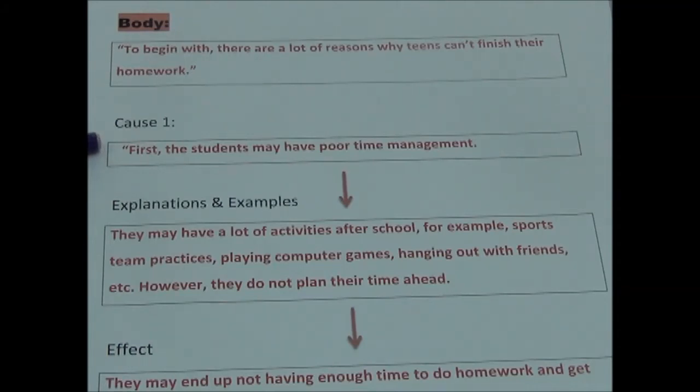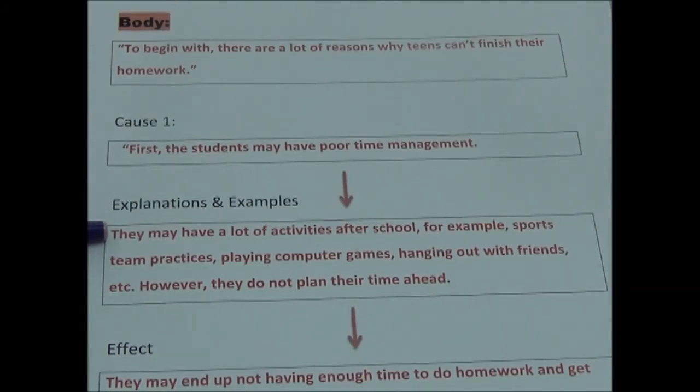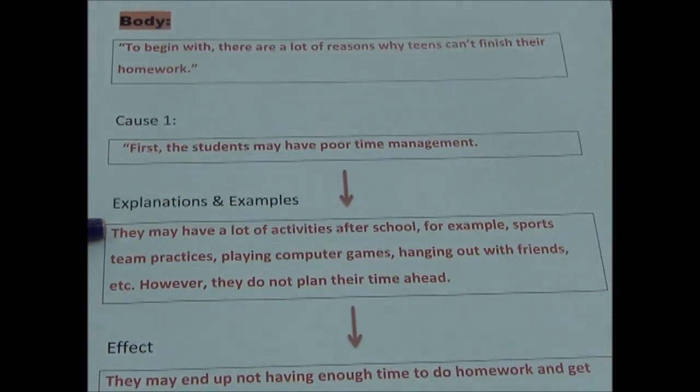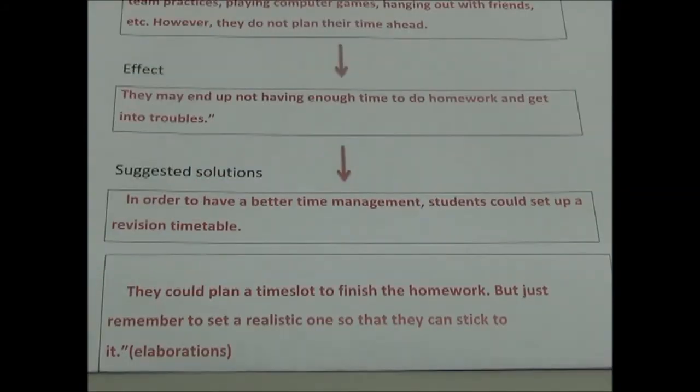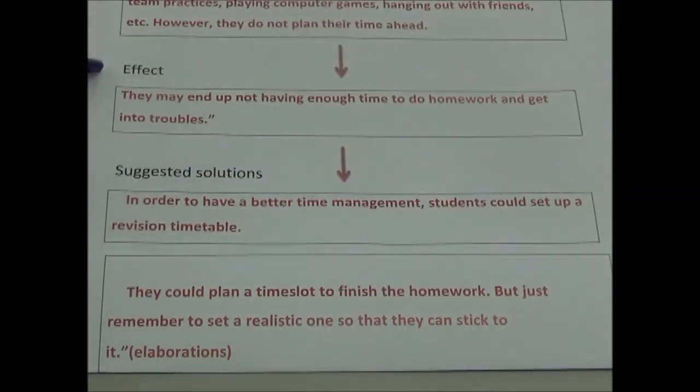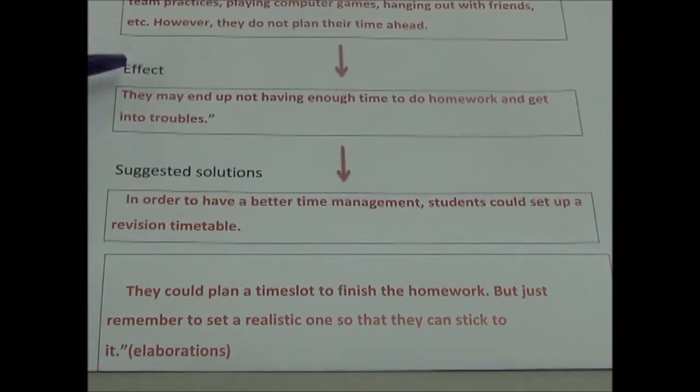For example, the cause. First, the students may have poor time management. Then, you may elaborate by giving examples. They may have a lot of activities after school. For example, sports team practices, playing computer games, hanging out with friends, etc. However, they do not plan their time ahead. Next, you may talk about the effect. They may end up not having enough time to do homework and get into troubles.